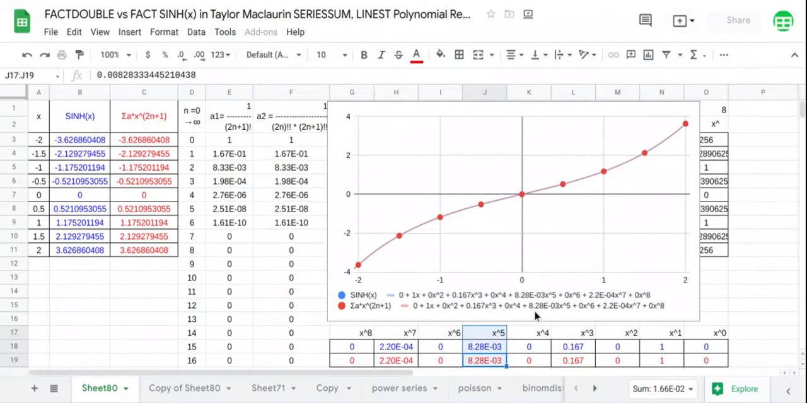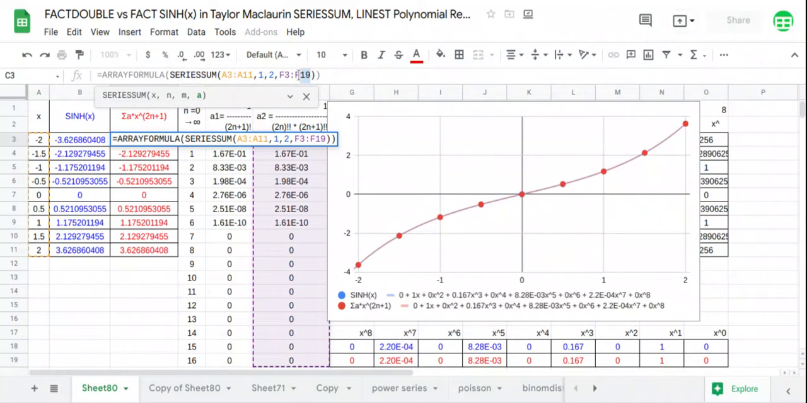Coefficient of x to the 5th, 8.28 times 10 to the minus 3. Coefficient of x to the 6th, 0. Coefficient of x to the 7th, 2.2 times 10 to the minus 4. And coefficient of x to the 8th, 0. That's because we use the double factorial.